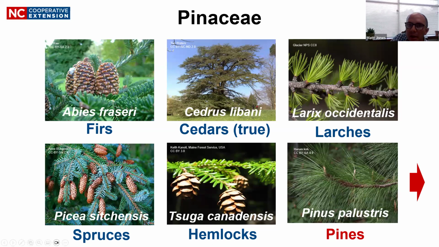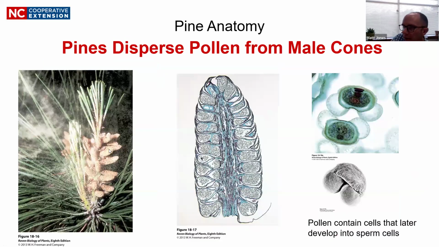Okay, well, let's focus a bit on pines to kind of get a grasp of how the conifers do their thing. So they produce cones, and they have both male and female cones on the same plant. They disperse their pollen from these male cones, and you can go out right now and see this for yourself. But typically, the male cones are much smaller. They don't last long, so after they release their pollen, they typically fall off.